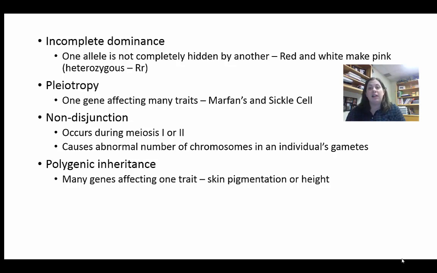Now, polygenic inheritance. Polygenic inheritance is where many genes affect one trait. Okay, so we saw with pleiotropy, it was one gene affecting many traits. Well, here, guys, it's many genes affecting one trait. Okay, so like height or skin color. There's a lot of intermediates, and it depends on how many of the dominant genes you have versus the recessive, and it's many genes working together.